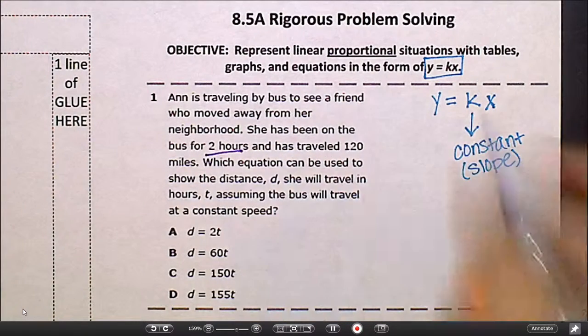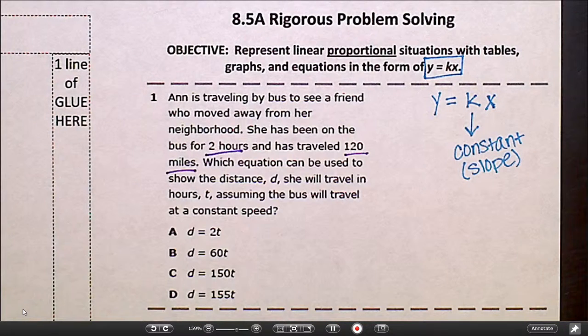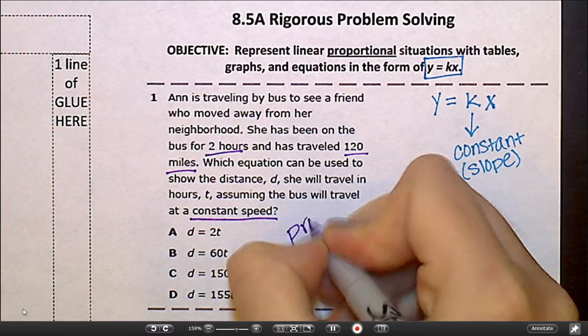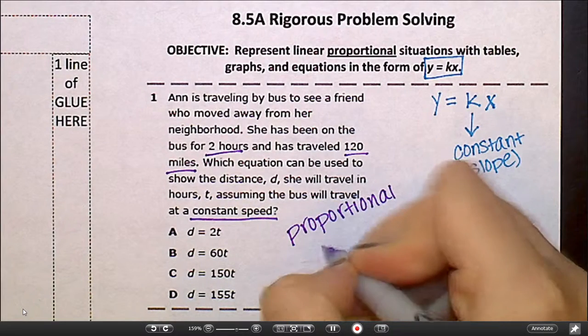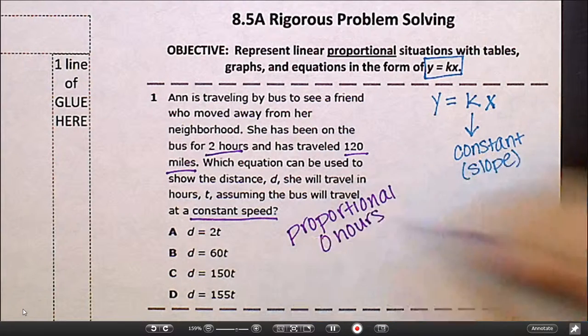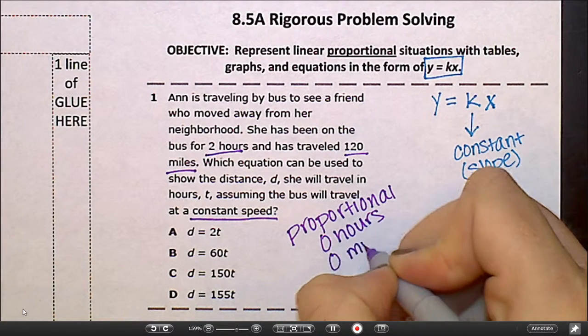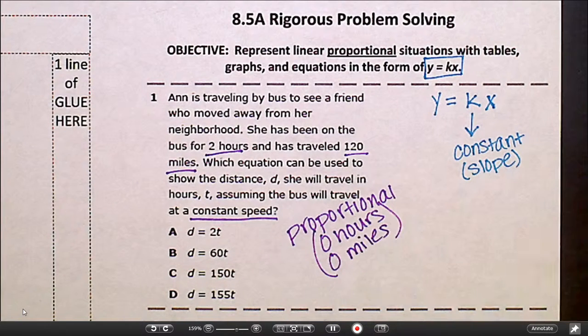And she's traveled 120 miles. And then it just says which equation can be used to show the distance, d, she will travel in hours, t, so t for time, assuming that the bus travels at a constant speed. So it travels at a constant speed. And we know that this is a proportional situation because at 0 hours, how far has she traveled? 0 miles. Okay, so it starts at 0, 0. That's just common sense. We know that if you get on a bus and it's been 0 hours, you haven't gone anywhere.